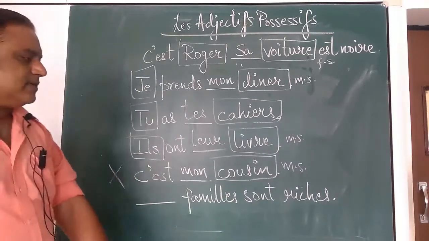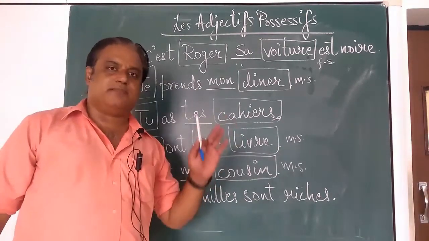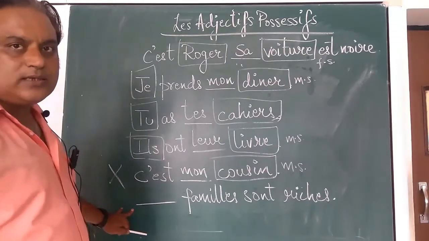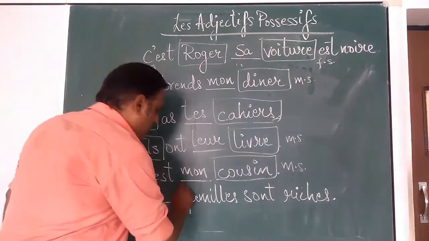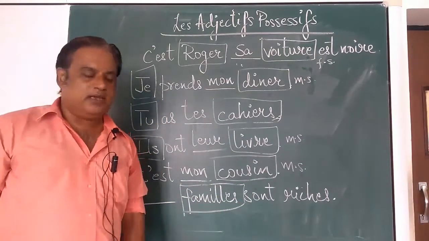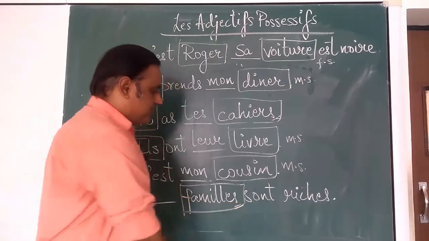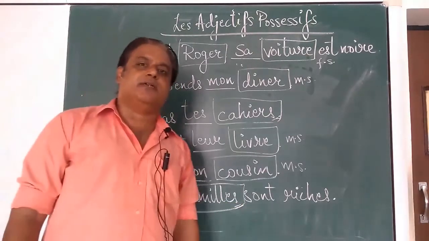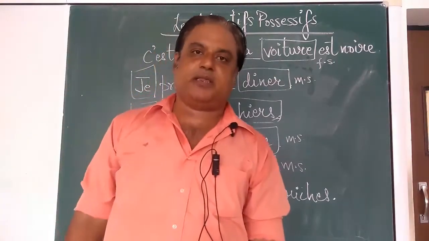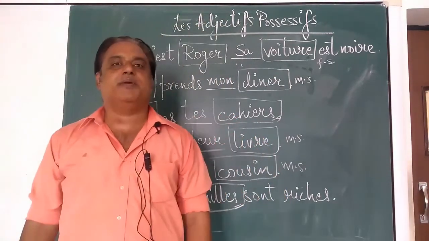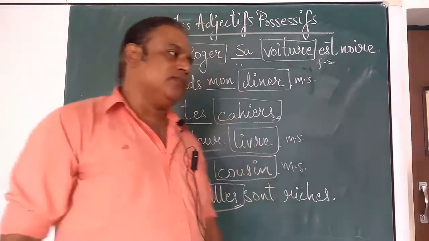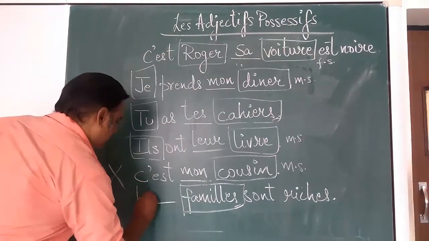Let's see the next sentence. Again, it follows the same system. It does not have any subject person suggested to us. So let's jump on to the object. Object is family. It's plural over here. Now you have the liberty to choose any of the plurals. It could be mes, tes, ses, nos, vos, it could be leurs with an S. So I'll just pick up leurs.